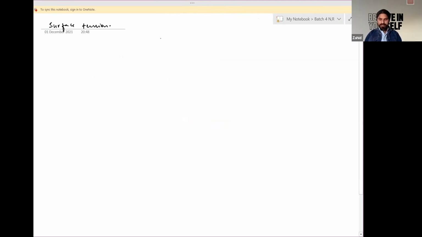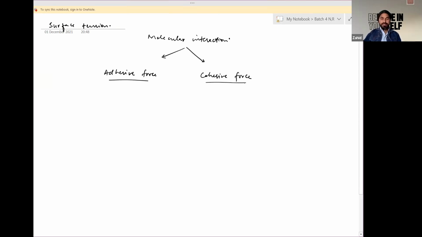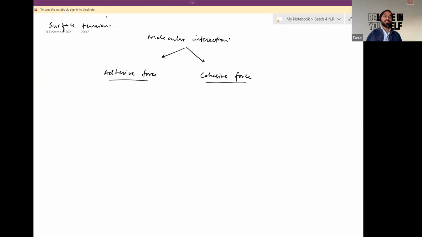To define this, let me define some property or some interaction in liquid, which is called molecular interaction. There are two different types of interaction. First is adhesive force, and second is cohesive force. You must have learned about this in your chemistry in states of matter. So do you have any idea about these two terms? Raza?